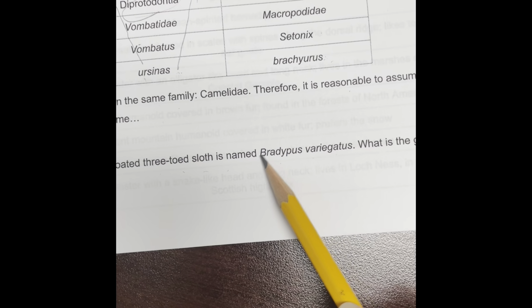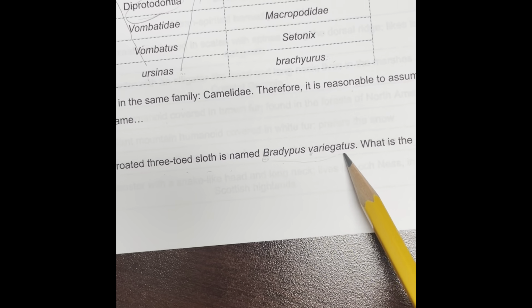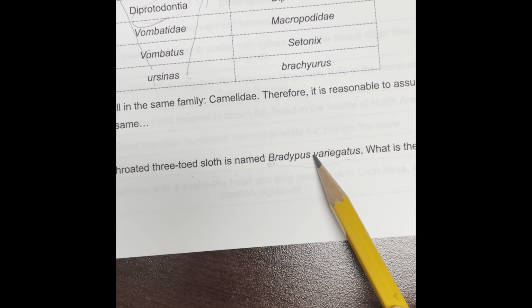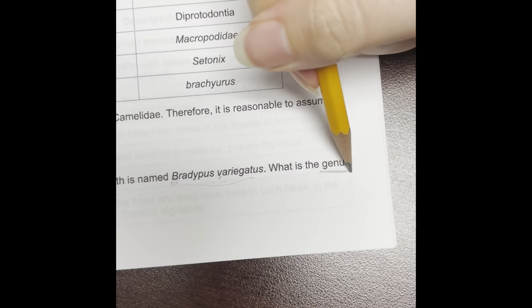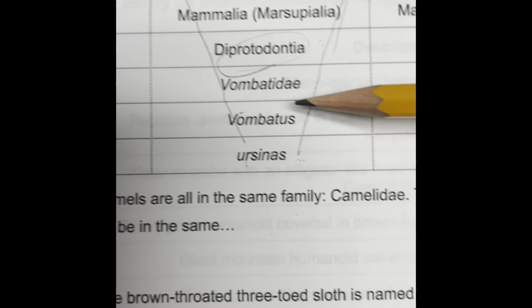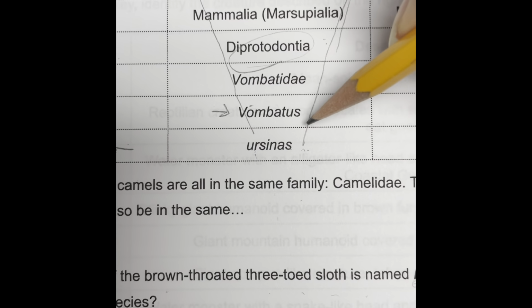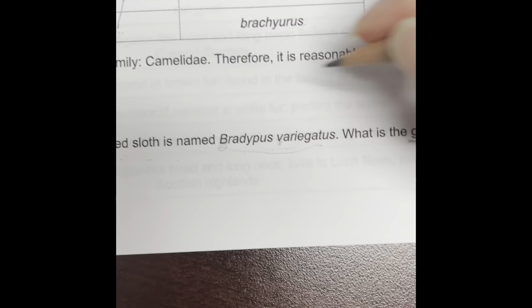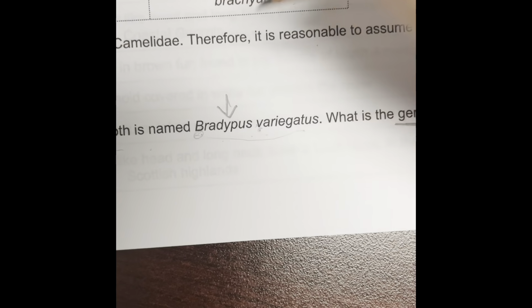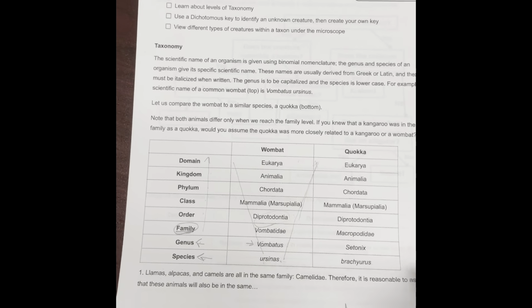All right, the scientific name of the brown-throated three-toed sloths is Bradypus variegatus. Now here you have the capital letter and the lowercase letter and all italicized. So this is exactly correct, but it's asking us what is the genus. Well, I know from the huaca that the genus is going to be the first name of the binomial nomenclature and the species is going to be the second. So this would be the genus and this would be the species. That's our review for taxonomy.